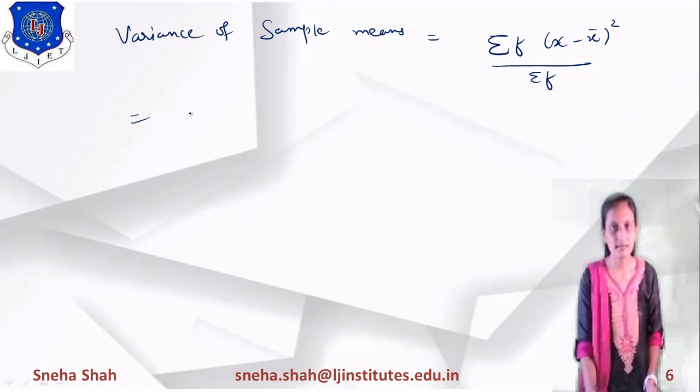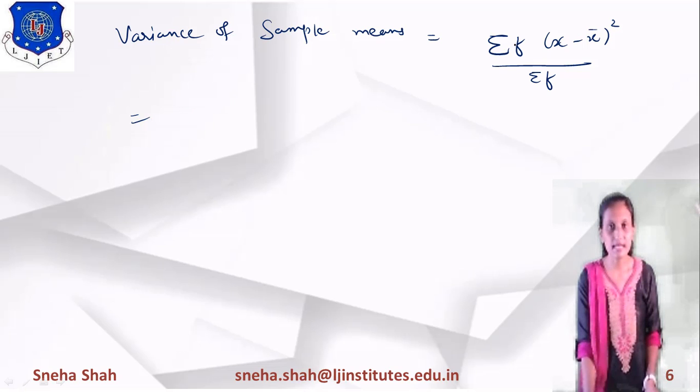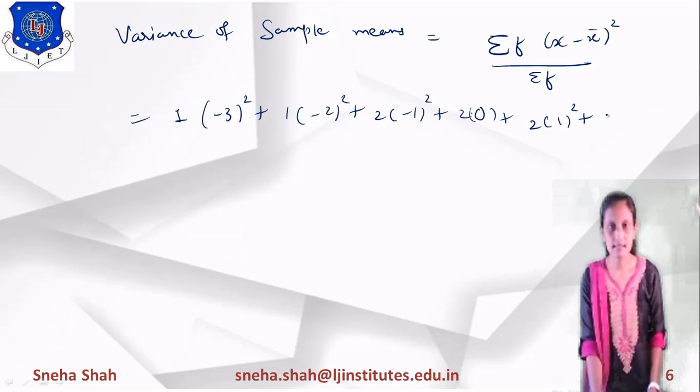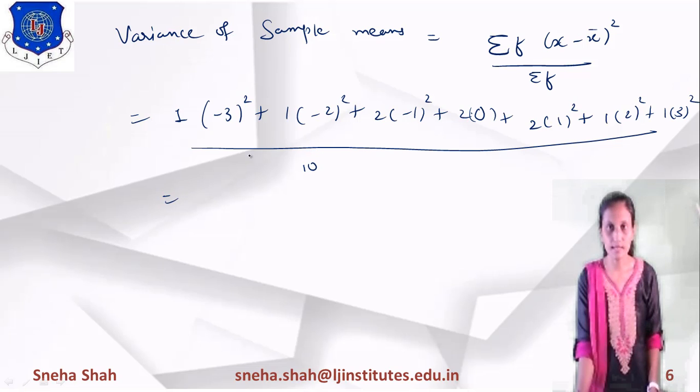So the next term I am writing like this: summation f into this. What is the value of f? For the first term, it is 1 into 4 minus 7 means minus 3, its square, plus 1 into minus 2 square, plus 2 into minus 1 square, plus 2 into 0, plus 2 into 1 square, plus 1 into 2 square, plus 1 into 3 square, divided by 10. Right. Now if I simplify this term, the answer equals 30 divided by 10, and its value equals 3. So this way we can find out the variance of sample means.